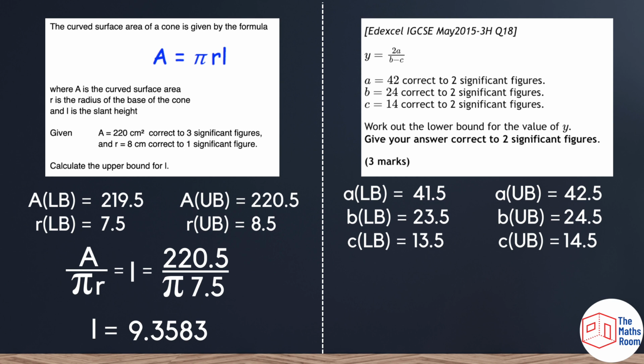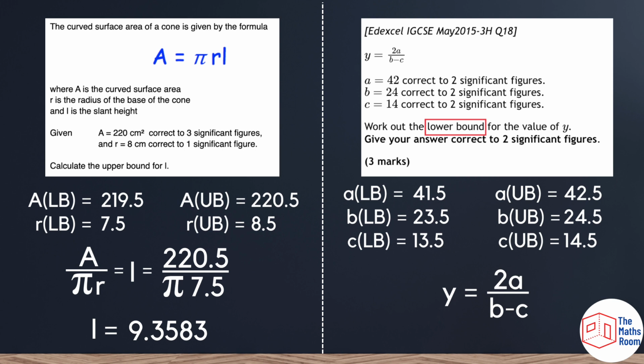Starting off the next question, similar way, we're going to write down all the lower and the upper bound values. Now we need to look at what they are asking us. Here, it's a little bit different because they're asking us to find the lower bound of the value y. So we need a small value at the top being divided by the largest possible value.